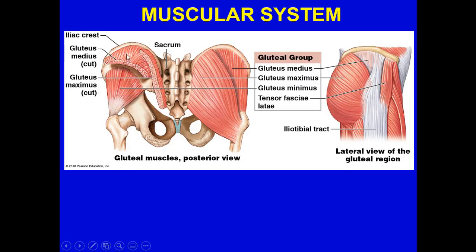Here we have the iliac crest. You can see the sacrum, and you can see the gluteus medius, the gluteus maximus, and the gluteus minimus, which has been covered by the medius and the maximus here. That's why they had to cut them and retract them. You also have the tensor fasciae latae right here, and you have the iliotibial tract right here.